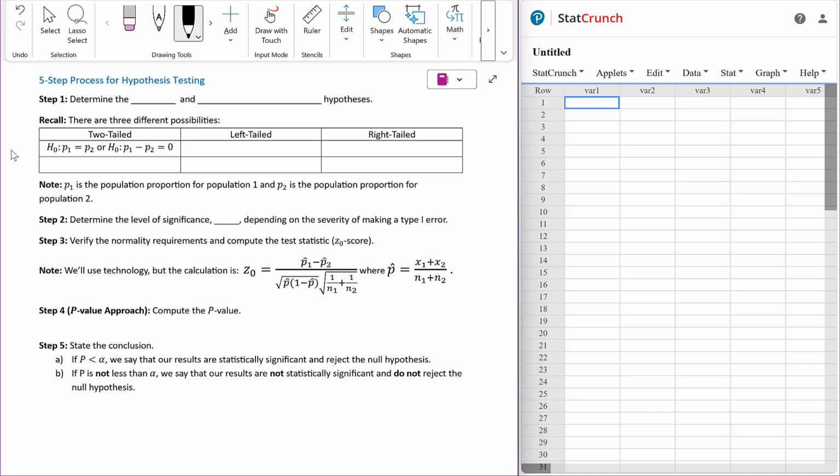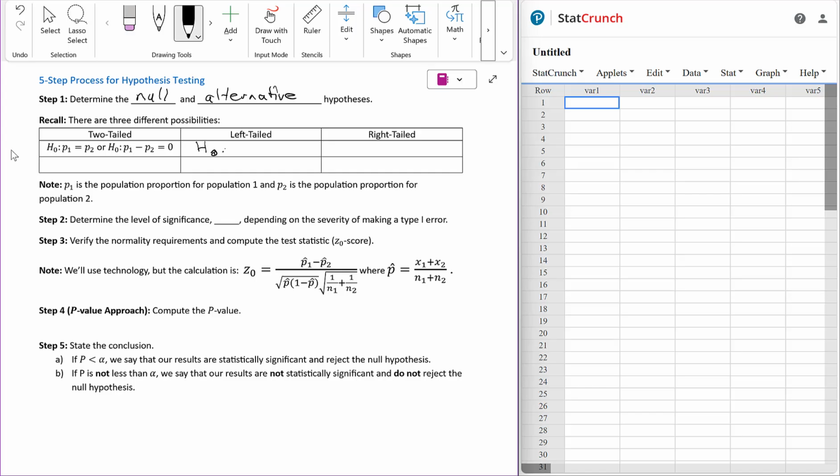Step 1, to determine our null and alternative hypotheses. Recall there are 3 different possibilities. We can do two-tailed, left-tailed, or right-tailed. I think this chapter is a little bit easier to set up because our null hypothesis is always going to be equality, or that our 2 values are the same, so p1 equals p2, or we have p sub 1 minus p sub 2 equals 0, so we can keep that going all the way through.